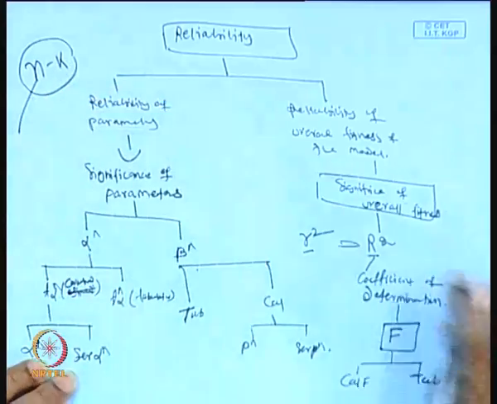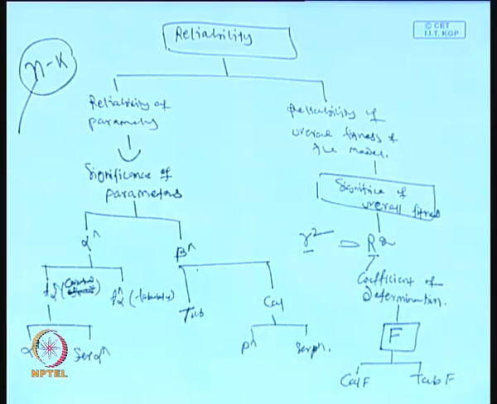N is the total sample size and k is the total number of independent variables in the system. Rather than variables, you can say that k represents the total number of parameters involved in this particular model. So n minus k represents the degrees of freedom. If the degrees of freedom is very high, then the model accuracy will be very high.